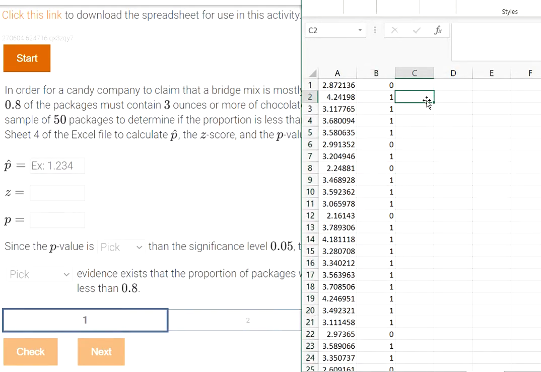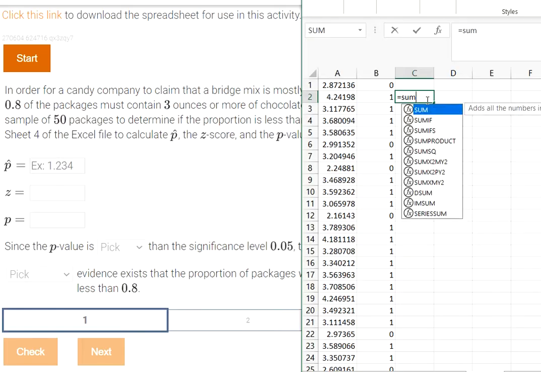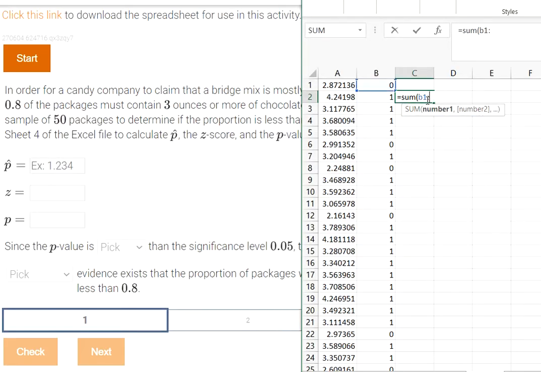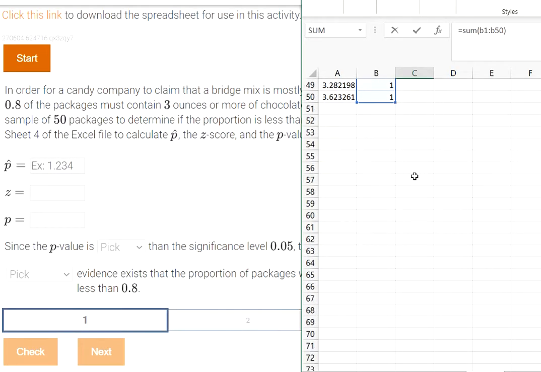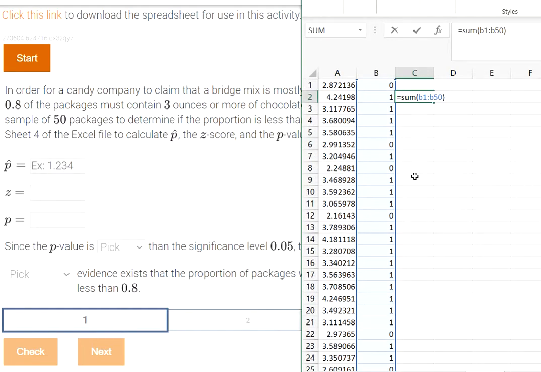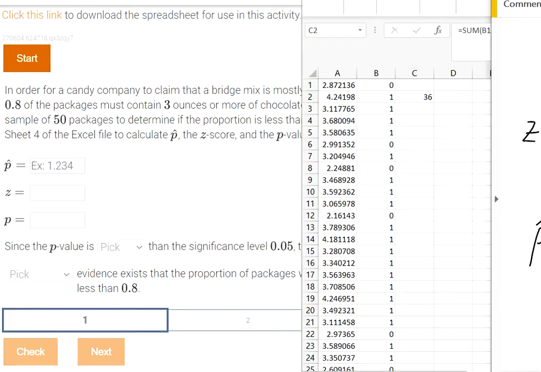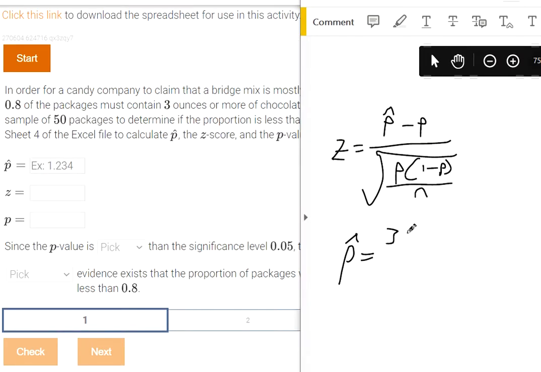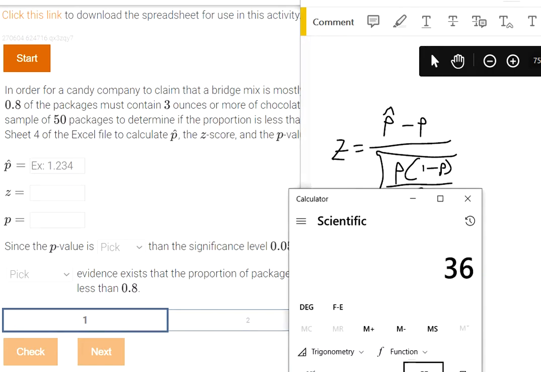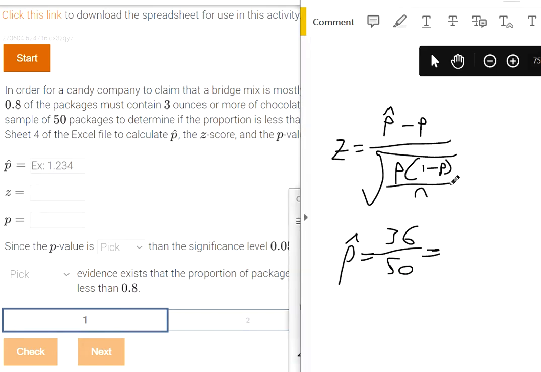So you can type equals sum and then do B1 colon B50 to add up all those numbers. Equals sum B1 to B50 for my Excel sheet. So there, that's a quick way of finding out that we had 36 successes. So 36 out of 50 met their conditions for success. So it's 0.72 for our sample proportion.